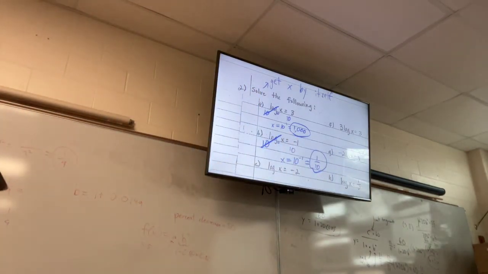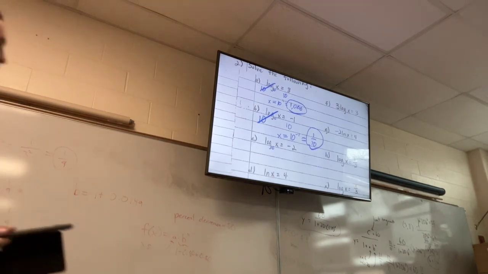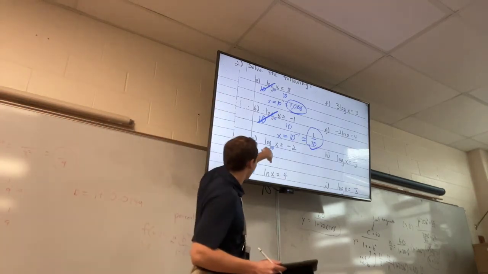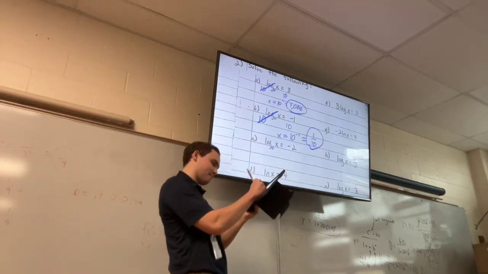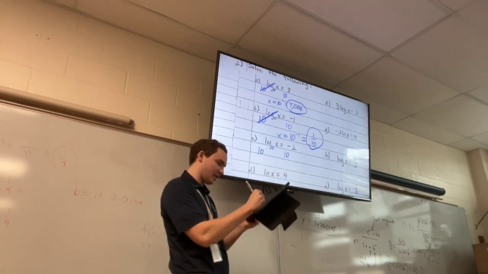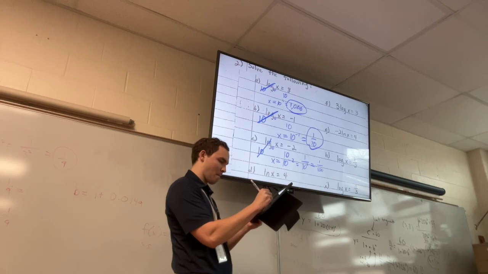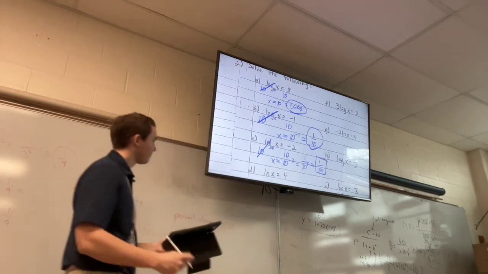C, log. What do I do when there's no base? 10, yeah. Good job. Okay, and how do I break the x out? 10 to the left equals 10 to the right. Okay, those cancel. We get x equals 10 to the negative 2, which is the same as 1 over 10 squared, which is 1 over 100.